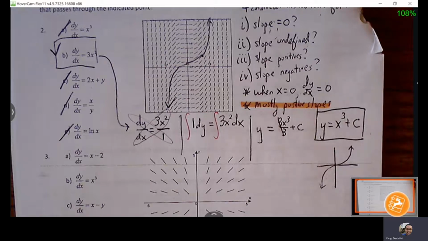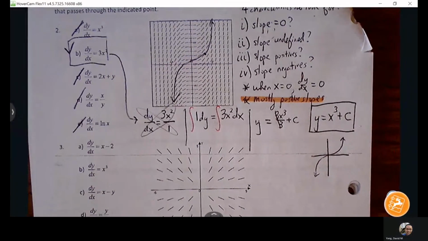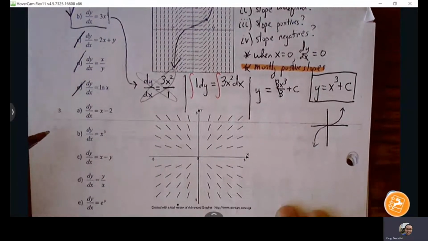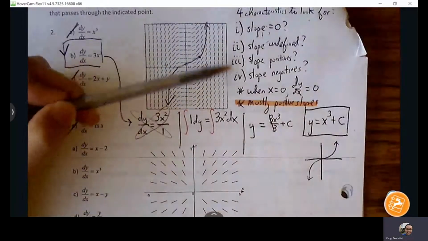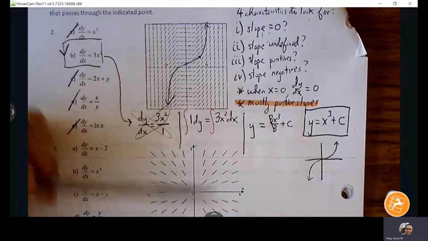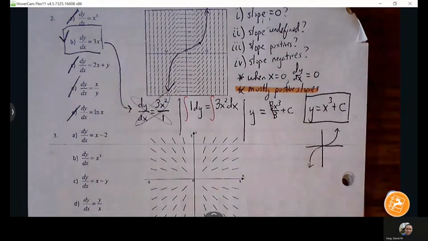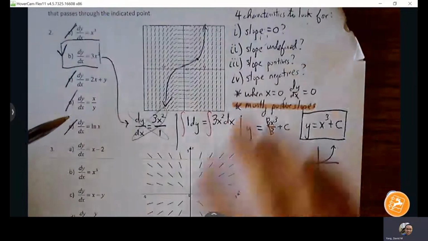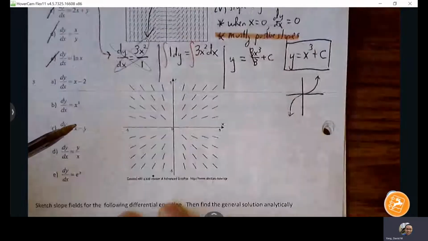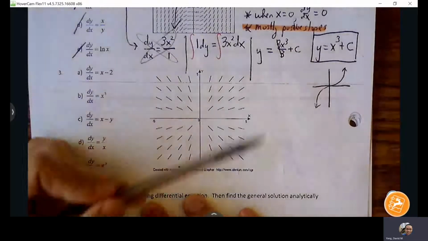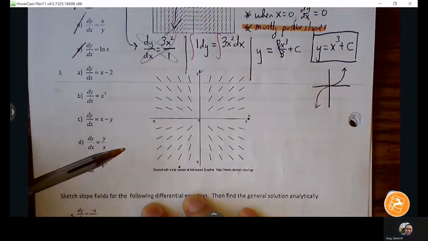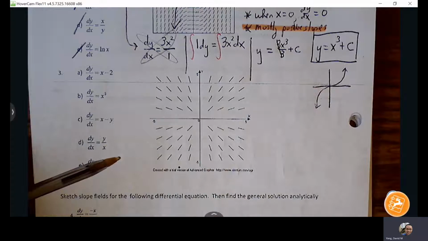Any questions with that? Okay, let's look at number 3 here. Again, we're going to go down our 4 options and see what observations we can make. So first characteristic, slope 0. Do you see slope 0 on this slope field? The answer is maybe. Why is it a maybe?